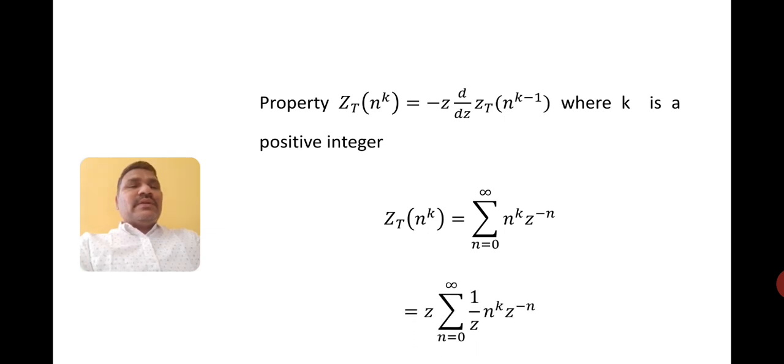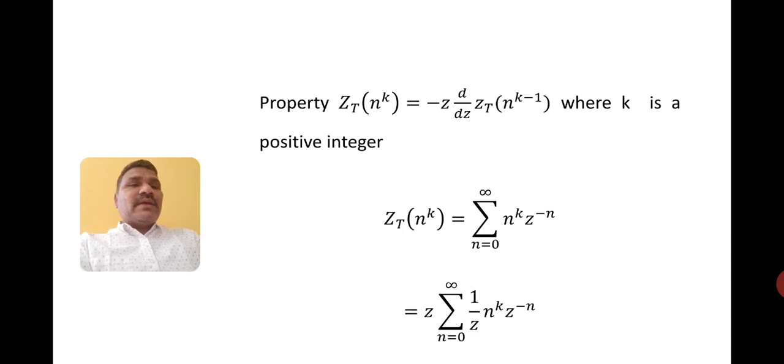Now without disturbing which one is a variable here, the variable will become n. So what I am doing is multiplying by z and dividing by z, and keeping whatever n to the power k, z to the power minus n as it is. What extra thing I am doing is multiplying with z and dividing by z. So once again you will get the same answer.